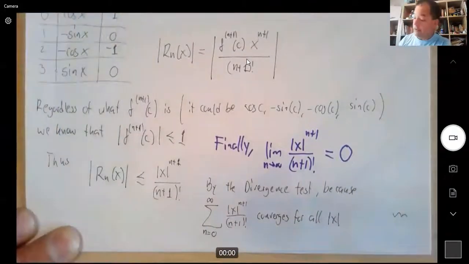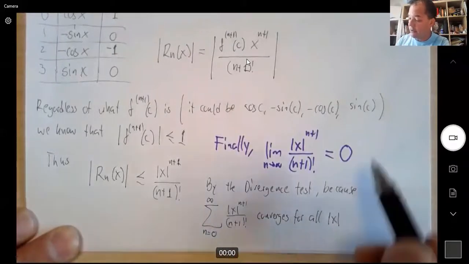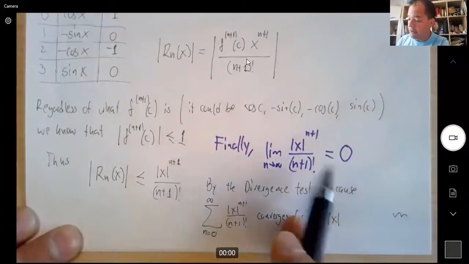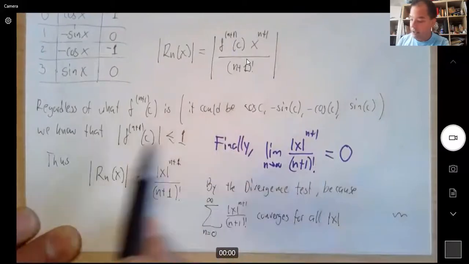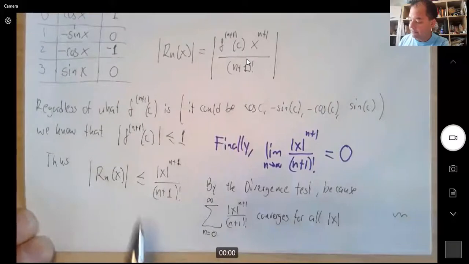And because it converges for all x, we know that then the term has to go to 0, right? Because if the limit of this wasn't 0, that's the way we usually use the divergence test. If the limit of this is not 0, then this would be divergent. But it is not divergent, it is convergent, therefore the limit of this has to be 0, right? And if the limit is 0, then the remainder is 0, right? Because the remainder is less than this.